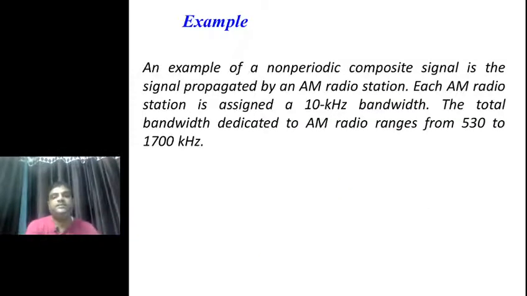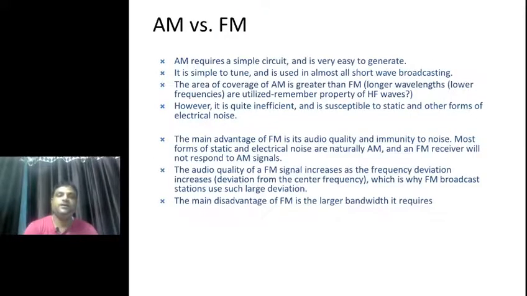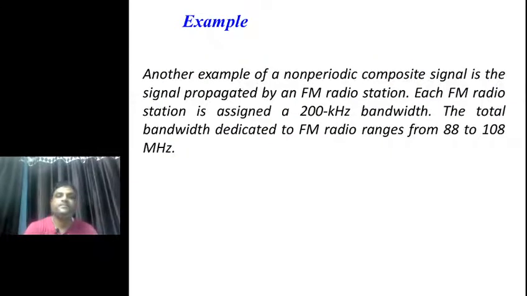Then in the next example, a non-periodic composite signal is the signal propagated by AM radio station. Each AM signal station is assigned a 10 kilohertz bandwidth. The total bandwidth dedicated to AM radio ranges from 530 to 1700 kilohertz. Again, each station is 10 kilohertz.